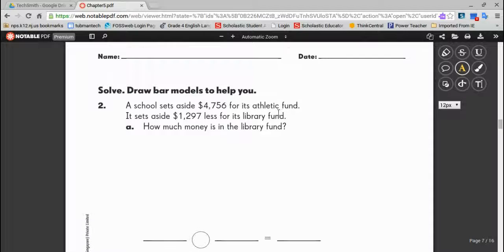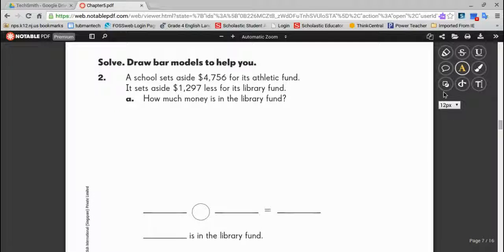This is page 79. Solve. Draw bar models to help you. Alright, so it says a school sets aside $4,756 for its athletic fund. Alright, let's do our bar models. So I need to make one for my athletic fund.